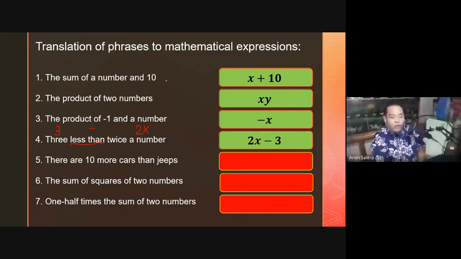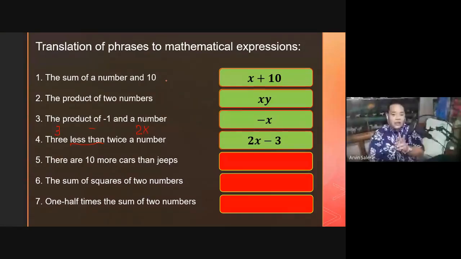And if you say a number less than 3, that becomes 3 minus x. If twice a number less than 3, that is 3 minus 2x. So what we should remember is less than, and even greater than. But greater than is not a problem, because greater than is addition. Remember that in addition, the order does not change.